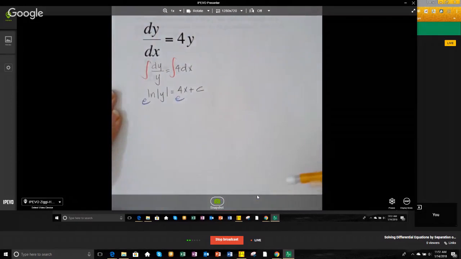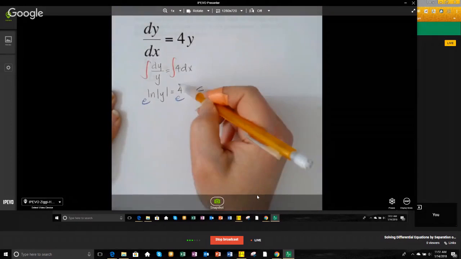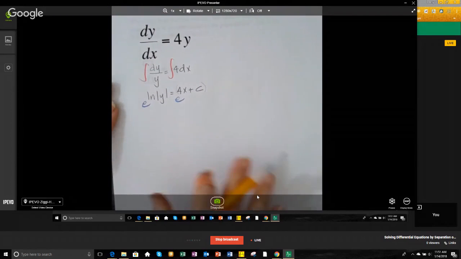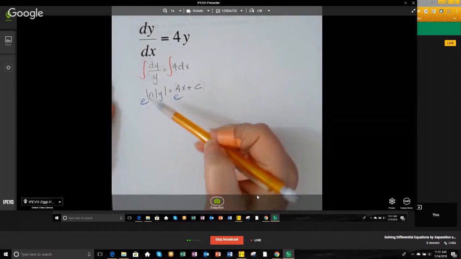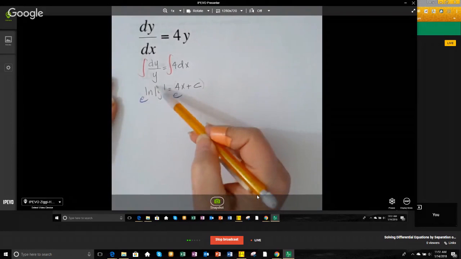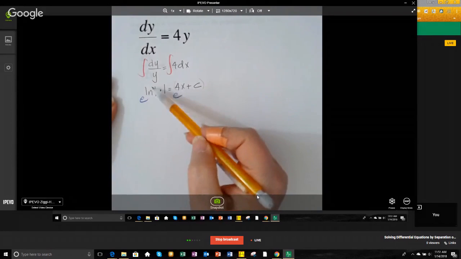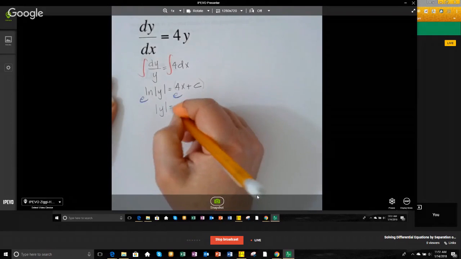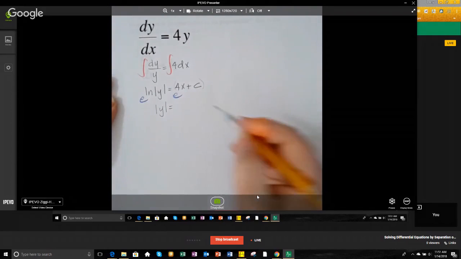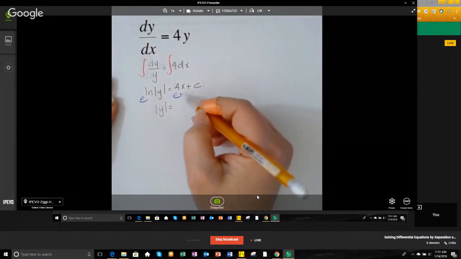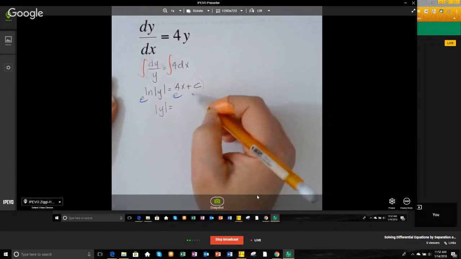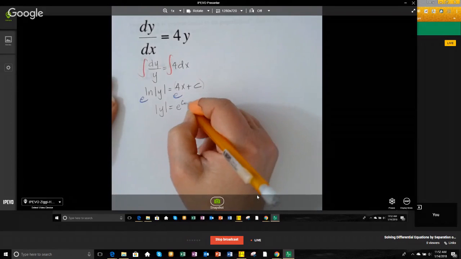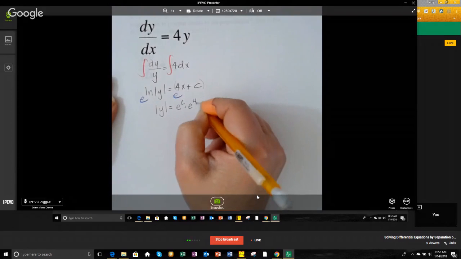Exponentiating both sides. Now, when you exponentiate both sides, the 4x plus c will be in the exponent. Using the properties of logs and exponentials, we know that these are inverses of themselves. So I can bring the absolute value of y down, equals, and now I'm going to use the properties of exponentials and say that this is going to equal e to the c times e to the 4x.